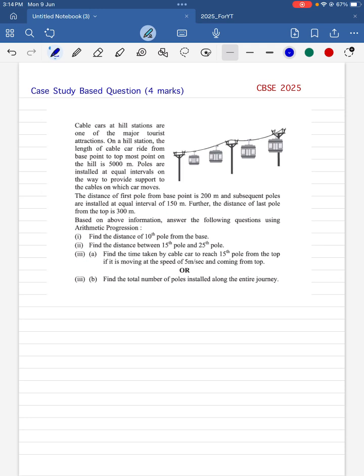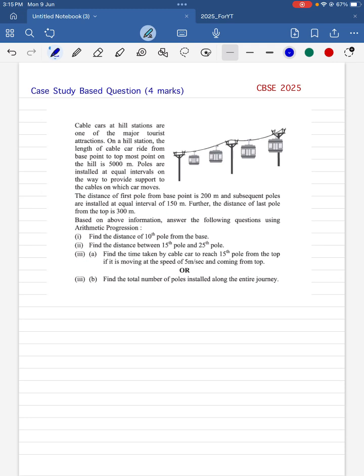Now, cable cars at hill stations are one of the major tourist attractions. On a hill station, the length of cable car ride from base point to topmost point on the hill is 5,000 meters. Poles are installed at equal intervals on the way to provide support to the cables on which the car moves. Now the distance of the first pole from base point is 200 meters and subsequent poles are installed at equal intervals of 150 meters. Further, the distance of the last pole from the top is 300 meters. Based on the above information, answer the following questions using arithmetic progression.